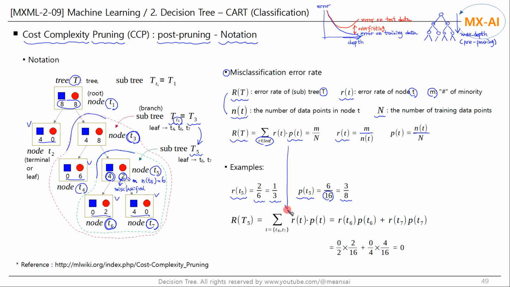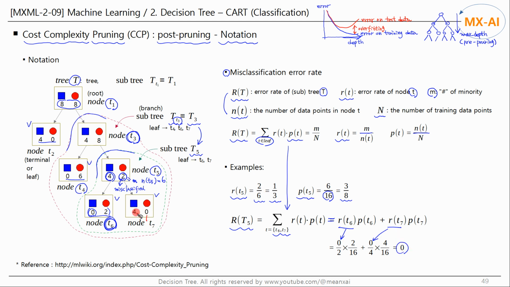Now let's apply this formula to calculate the misclassification rate of subtree T5. Since T5 has 2 leaf nodes, t6 and t7, we can expand the formula as shown here. When we compute each term, both leaf nodes are pure, meaning all data points in each node belong to the same class. So their misclassification rates are 0. As a result, the misclassification rate of T5 is 0.